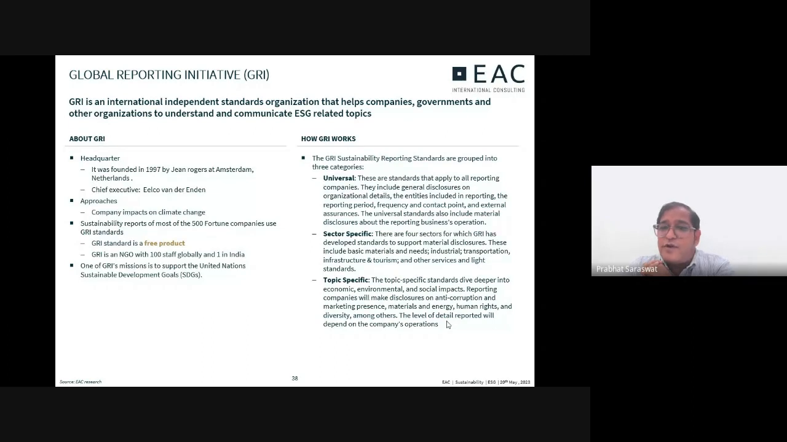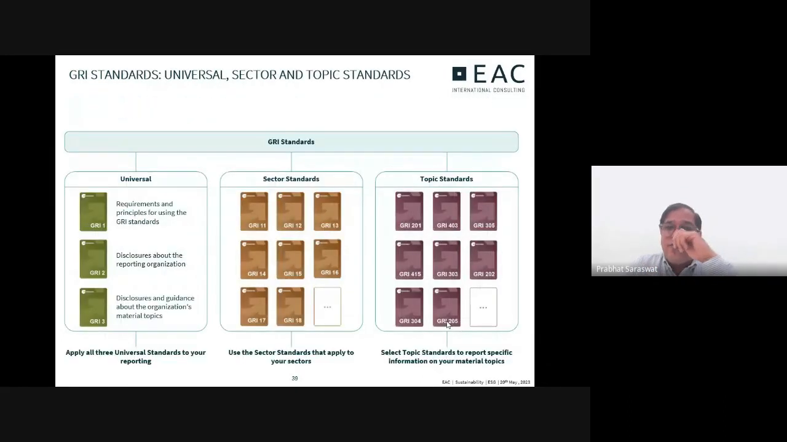So there are the four sectors for which GRI has already developed standards to support material disclosures. These include basic materials and needs, industrial, transportation, infrastructure and tourism, and other services and light standards. Topic-specific, we also have different sections under GRI. The GRI standards we can group into the universal approach, the sector approach, and the topic approach. So these different principles are there.